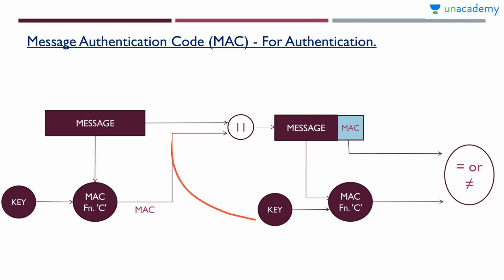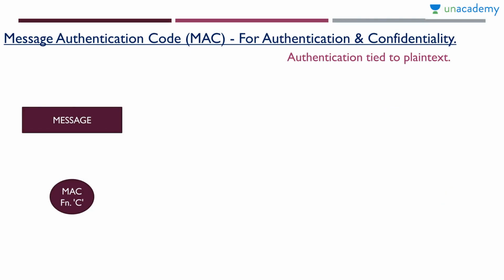Now let us see how to get authentication plus confidentiality. So we have two methods for getting authentication and confidentiality together. The first method is authentication tied to plain text. So we'll see what it is.